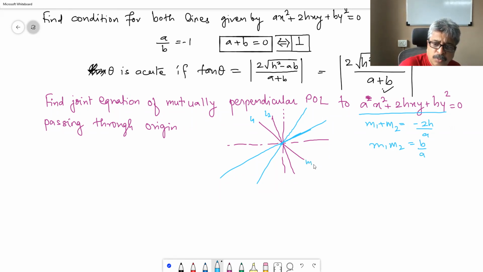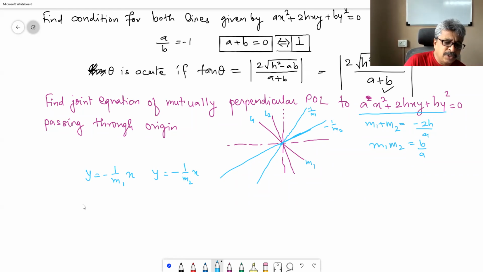Suppose the slope of the first line is m1, then what will be the slope of the perpendicular line? It is minus 1 upon m1. What will be the slope of the second line? Minus 1 upon m2. So y is equal to minus 1 upon m1 x is the first line, and y is equal to minus 1 upon m2 x is the second line. So how can you write their equations? (m1 y plus x)(m2 y plus x) is equal to 0.